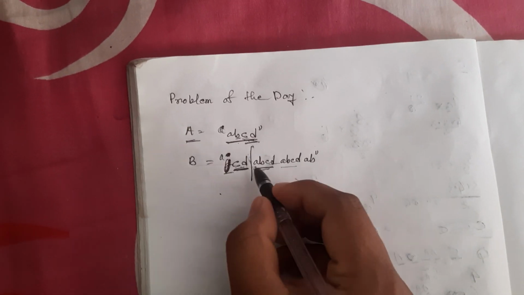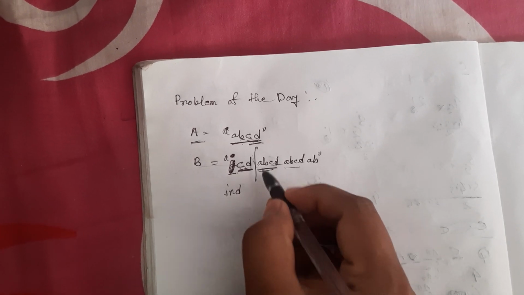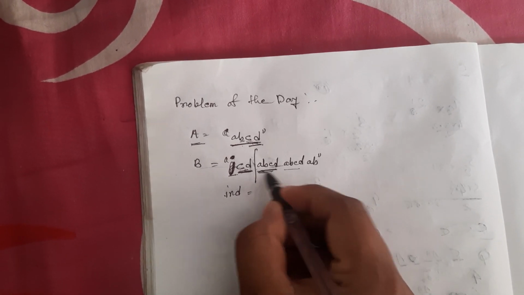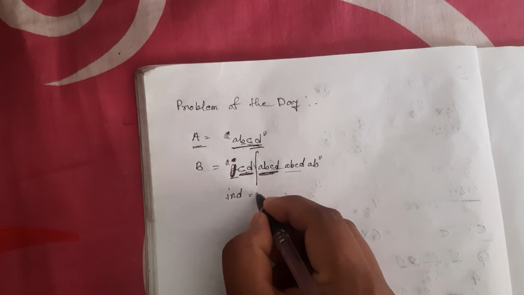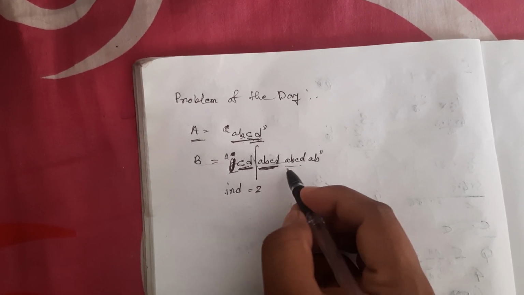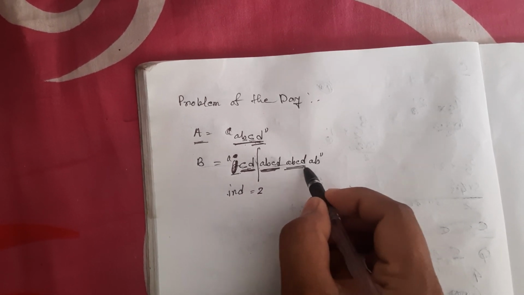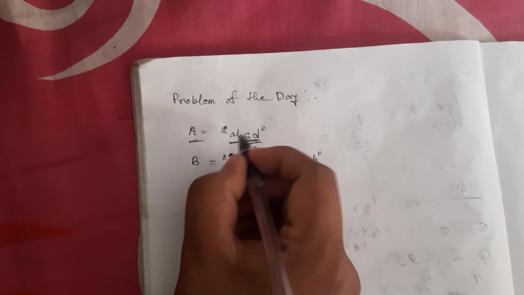And here we are getting the index equal to 0, 1, 2. So in that position we are getting the first occurrence of ABCD. Then we need to check continuously whether we are getting any further occurrence or not. If we are getting an occurrence, we just increase the length of that A.